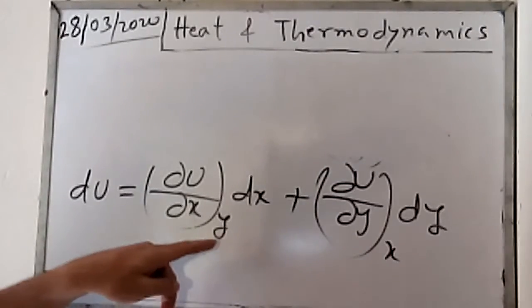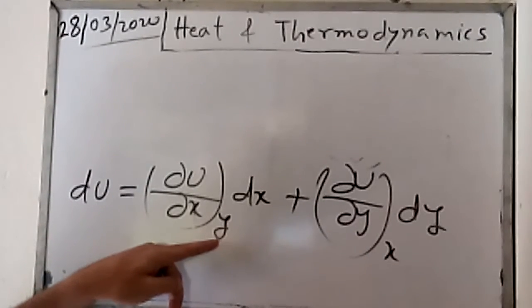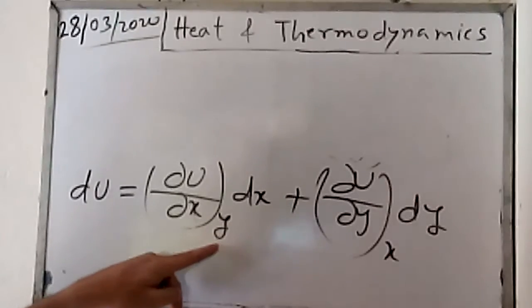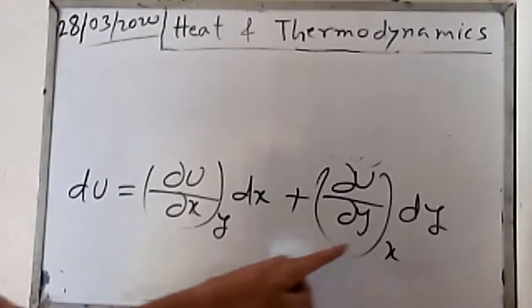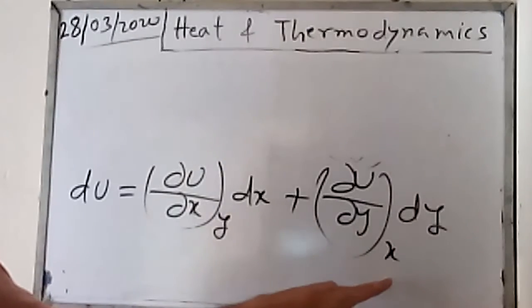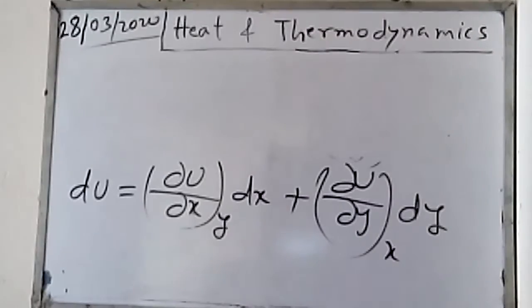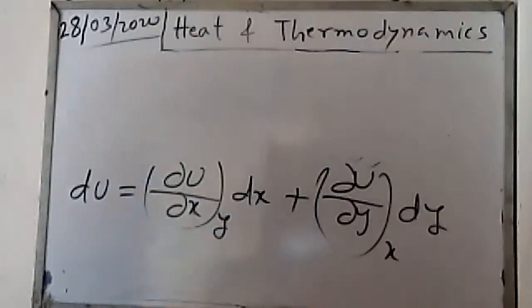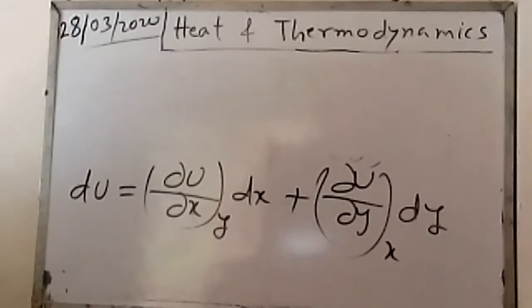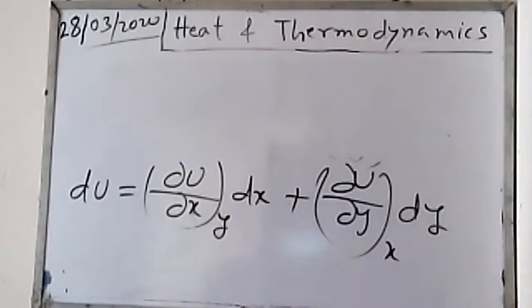Here, when you differentiate with respect to x, then y should be constant. Similarly, when you differentiate with respect to y, then x should be constant. Now you will get dU, dS and dV. Then put these values into the equation.